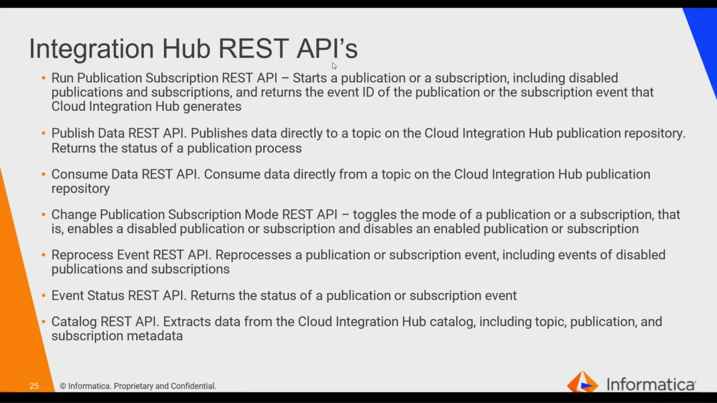Second one, Publish Data API. These are the APIs which you can leverage to directly publish the data into a CIH repository. You can use these APIs with publications that publish the data with an API.